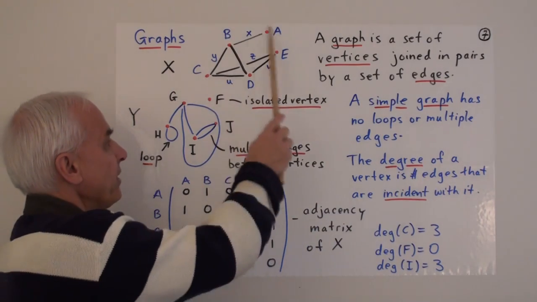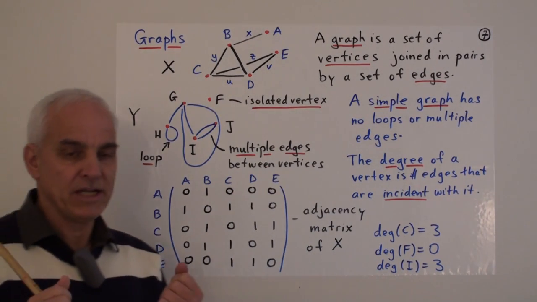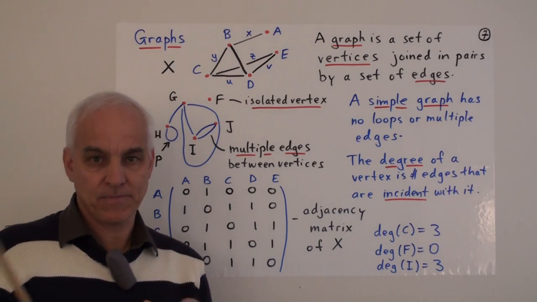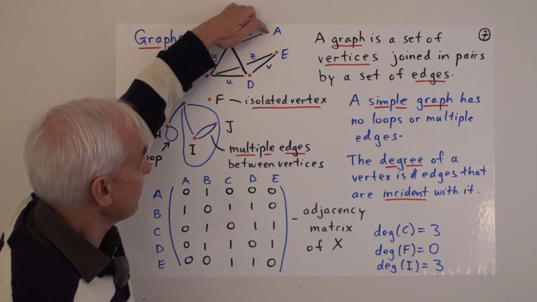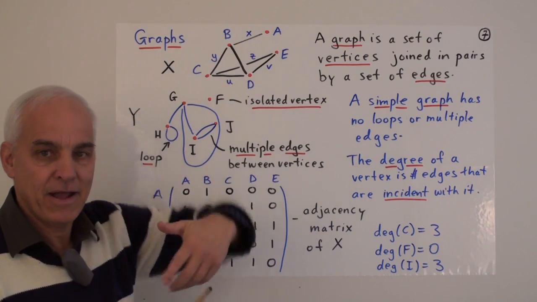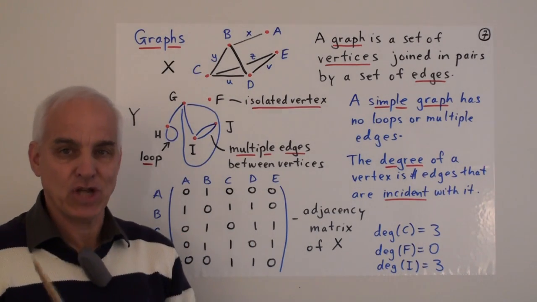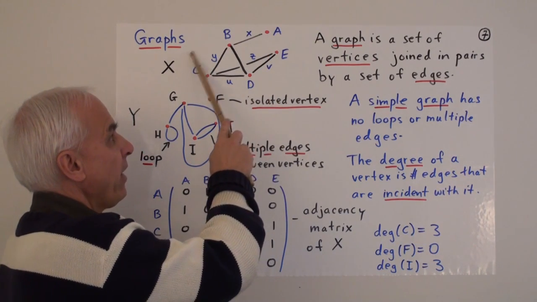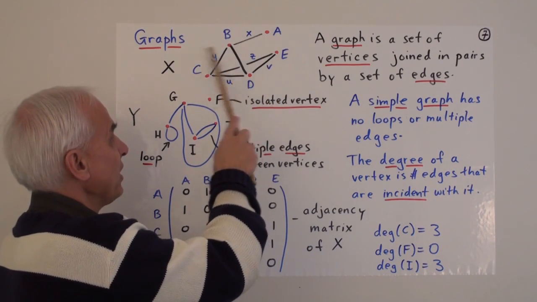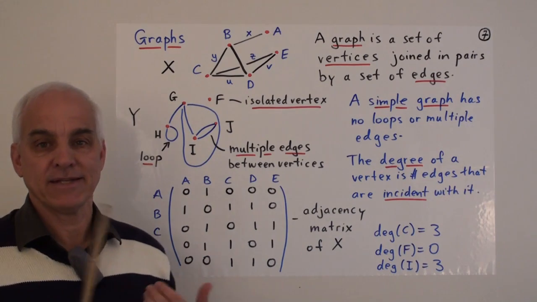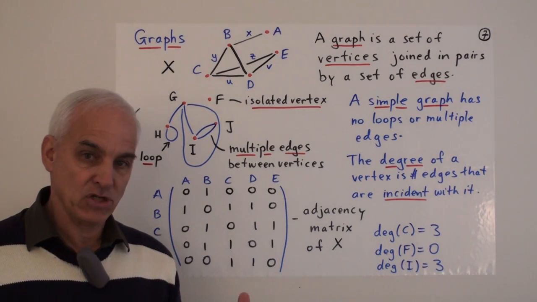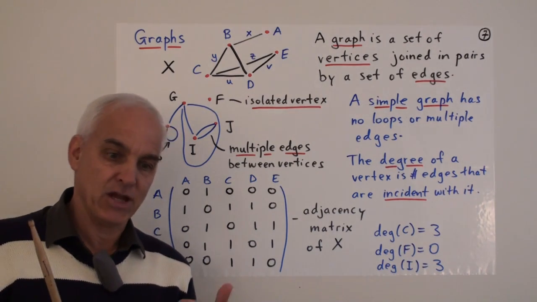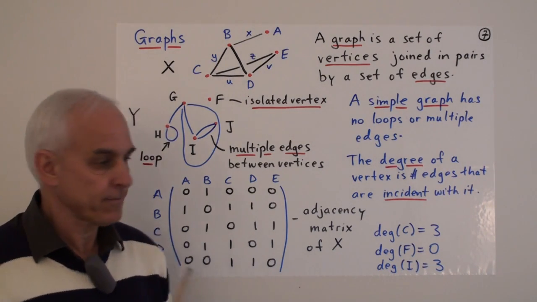We should remark that a graph like this really only depends on the relationships between the vertices and the edges. If we move the vertices around, the essential nature of the graph doesn't change. So for example, if I move this vertex A over here and just move that edge X so that it's from here to here, we would say that's the same graph. It has the same edges, same vertices, and the same relations between which edges connect which vertices.